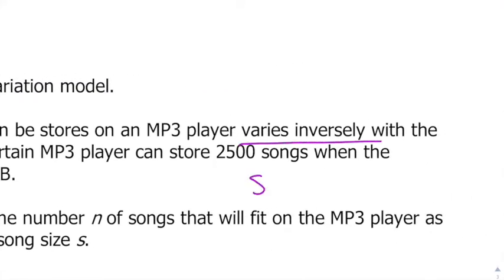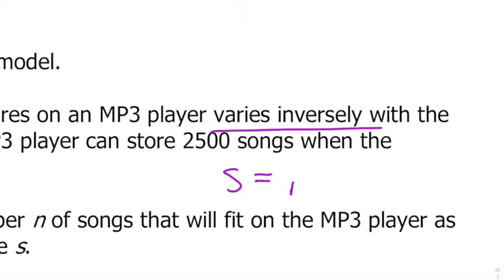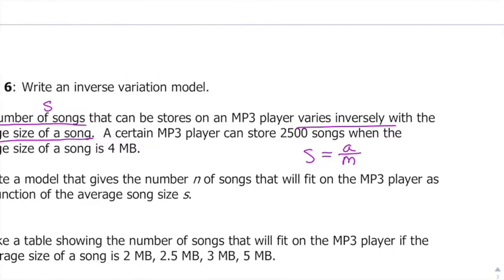So that means S is going to be by itself, inversely with the average size. That means the average size of the song is what goes in the denominator. Okay, and then we need some type of constant up in the numerator. So this will be S equals A divided by M. A, we're going to solve for. That's going to be some type of number.